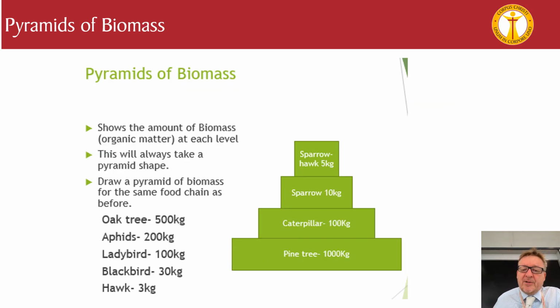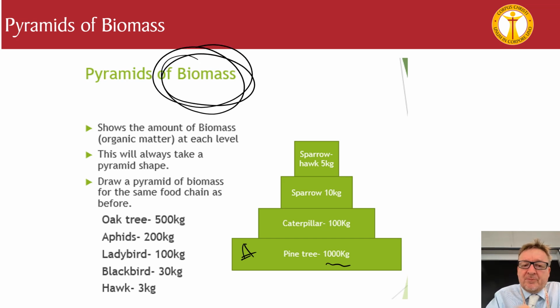This is then a pyramid of biomass, which is way better. What you can do is start with a pine tree, 1,000 kilograms of pine tree. Because what we're doing now is talking about the biological mass. Eaten by 100 kilograms of caterpillars, sparrows, sparrowhawk. All right, and what you've got there is a pyramid that shows the way that mass actually travels through the food chain.